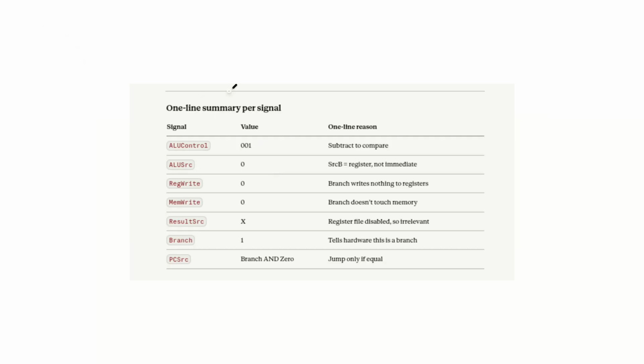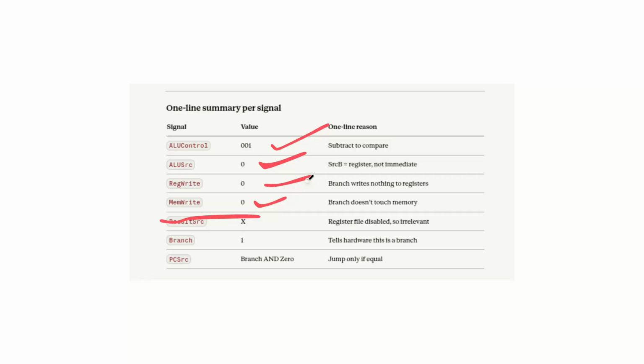And my ALU control is 001 because it is subtraction. ALU source is 0. Why are my result sources don't care? Because we are not going to that section. But memwrite and regwrite are also 0 because we are not writing anything in the register, nor are we writing anything to the memory. Now one important thing you have to understand is that my ALU source is 0. Why is it 0? When is ALU source 1? When my source B is coming from the immediate. But here the source B is not coming from the immediate, so my ALU source is 0.